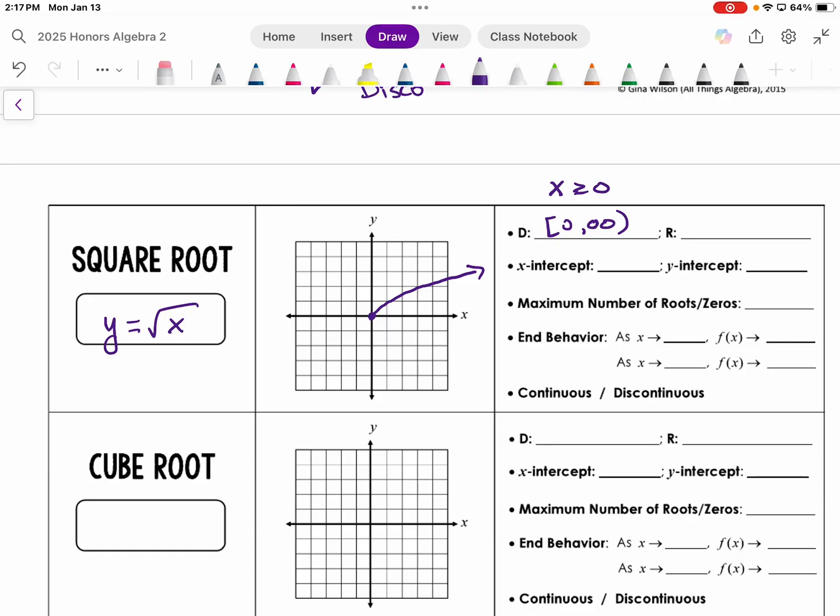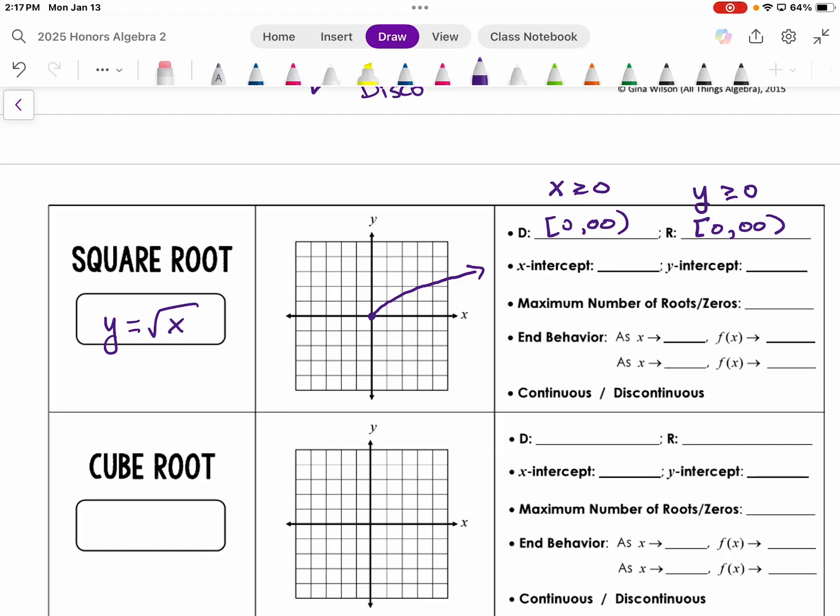My range. Well, my range is doing the same thing. There's nothing as a negative answer. So that tells me that my range is from 0 to positive infinity as well. And again, inequality notation, y is greater than or equal to 0, if I was using that notation.